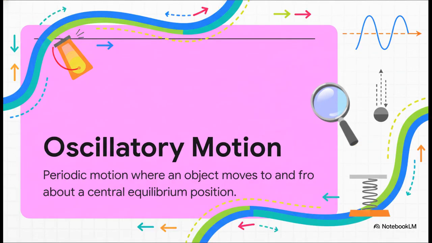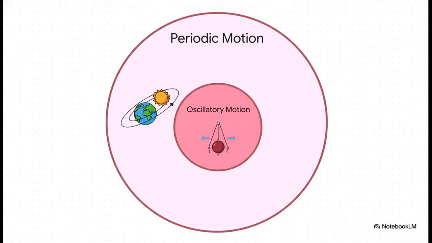But, and this is the important part, oscillatory motion is more specific. It's not just repeating, it has to be repeating back and forth around a middle point, what physicists call the equilibrium position. So it's a very special and very common type of periodic motion. So here's the bottom line, and this is the key takeaway. All oscillatory motion is periodic, but not all periodic motion is oscillatory.